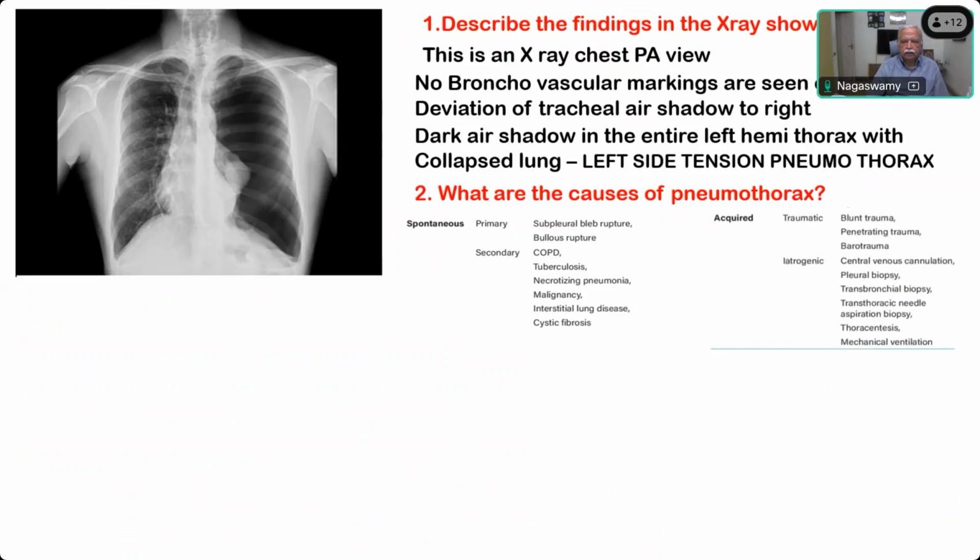Acquired conditions can be traumatic or iatrogenic. Traumatic: blunt injury, penetrating injury, or barotrauma. Iatrogenic: during central venous cannulation, pleural biopsy, bronchial biopsy, transthoracic needle aspiration biopsy, and in some cases mechanical ventilation. How to evaluate and treat pneumothorax?